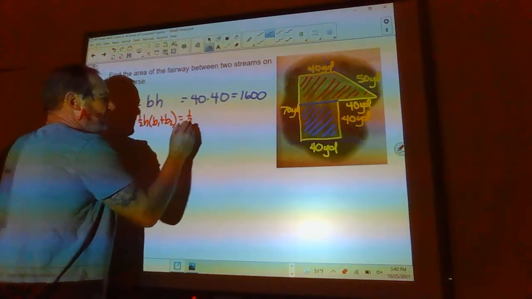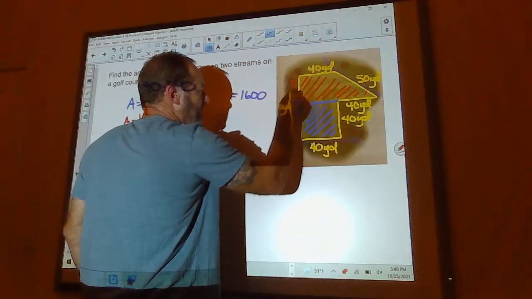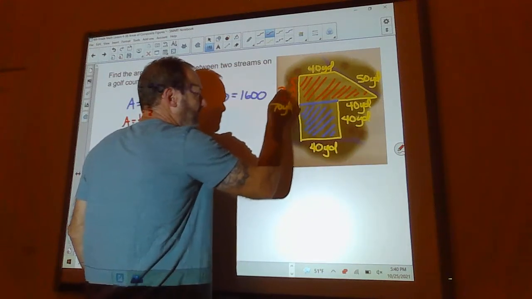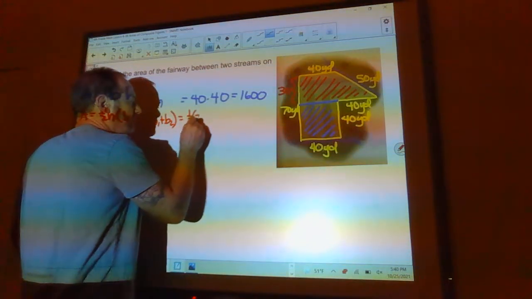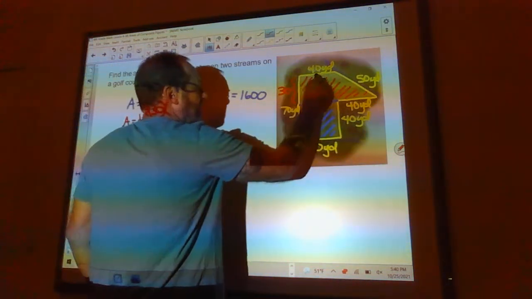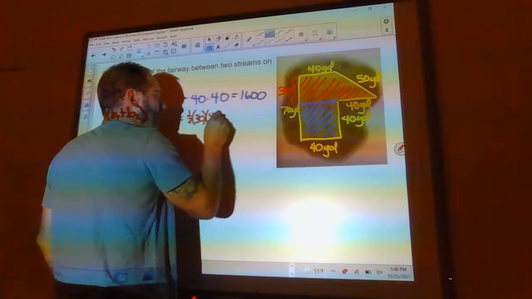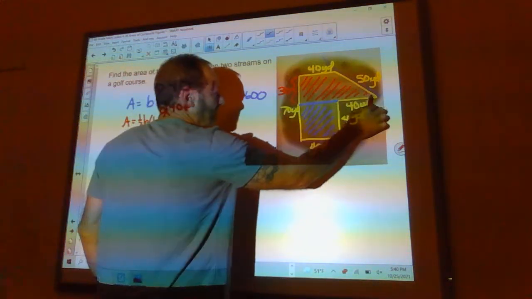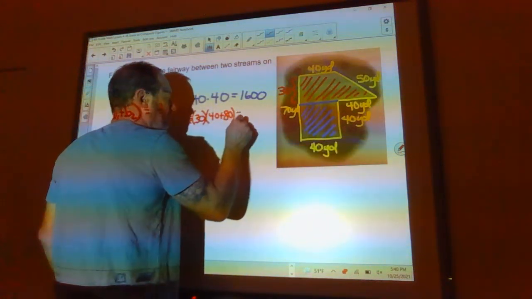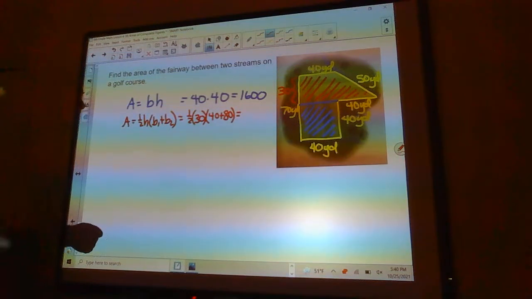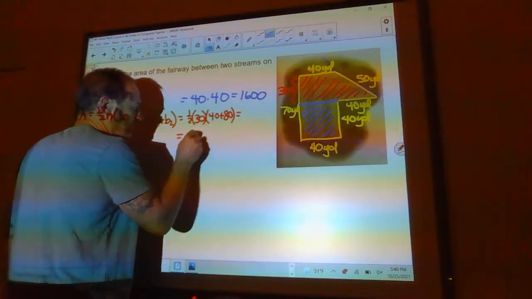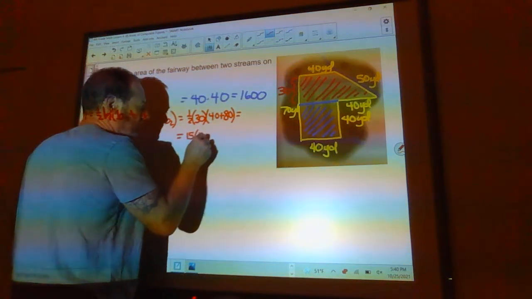So this is going to be 1/2. The height of this is going to be this part. Well, if this is 40 and this is 40, that means this right here is 30. So there's the height, is 30. And then base 1 is going to be this right here. It's going to be 40. And base 2 is going to be this right here. Well, that's 40 and another 40, so that's 80. Okay, so half of 30 is 15, and that's 120.